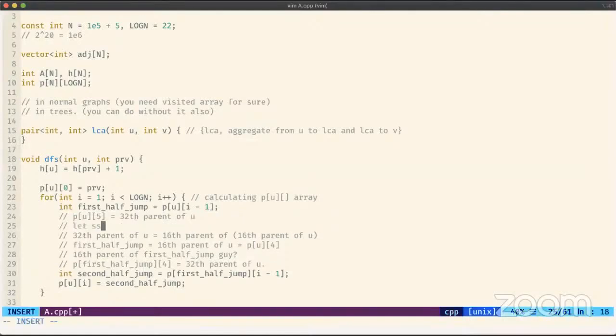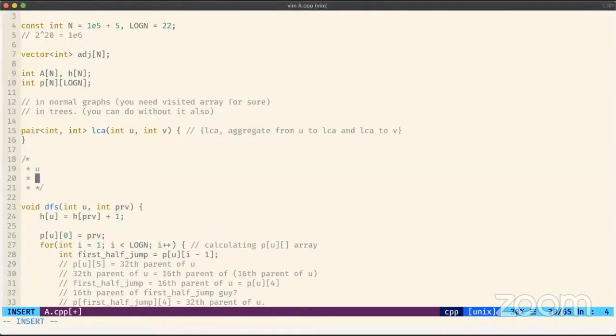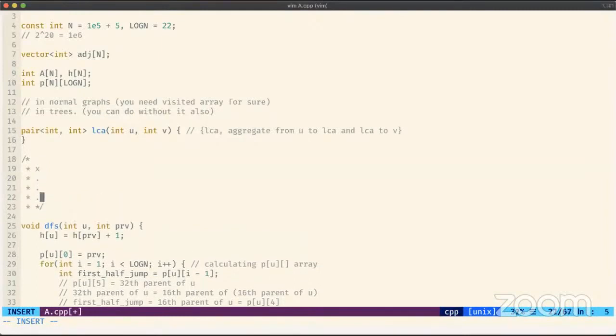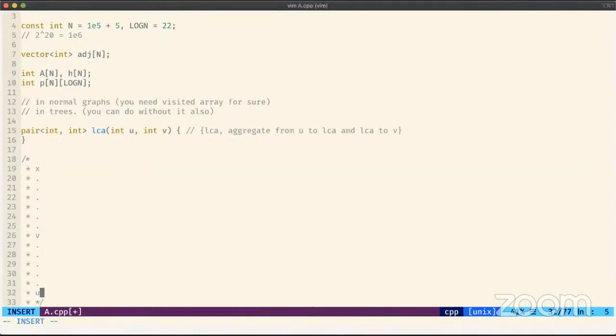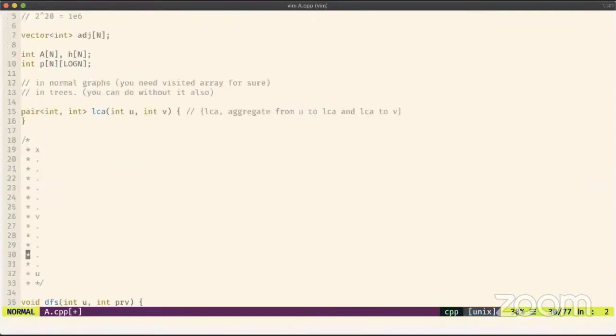Okay, example. Let's say V is the 16th parent of U. I'll just draw this rough sketch so that people can get this idea. Let's say this is X, this is V, this is U, right? Let's say the distance between U and V is 16, and the distance between V and X is 16. What I'm saying is, U will ask, who's my 16th parent? That will come out to be V, which is P[u][4]. And then I ask V again for its 16th parent, and this will be X. So I jump 16 steps up by using P[u][4], and then from V, I again jump 16 steps up to get X, which is P[v][4].